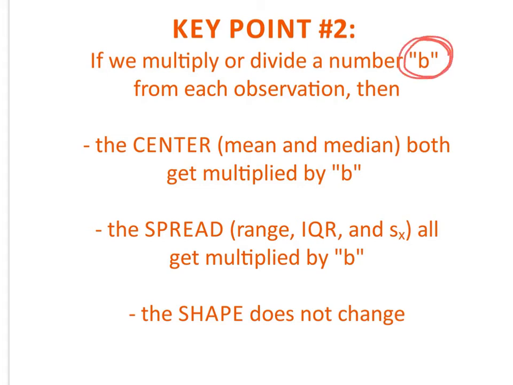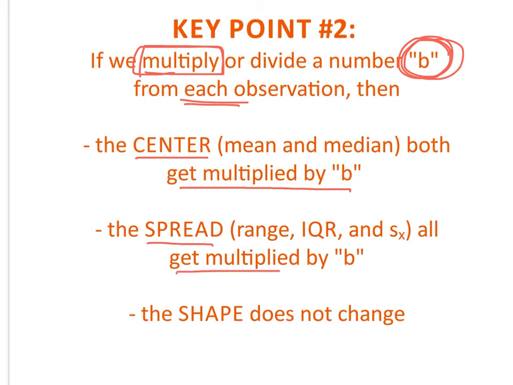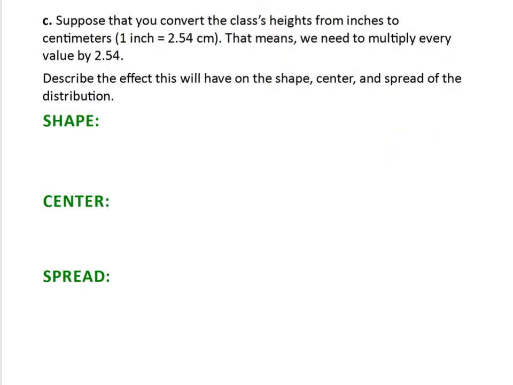If we multiply or divide each observation by a number b, it's the same concept of doing something to each observation, but this time I'm multiplying. If I multiply by b, the center gets multiplied by b, the spread gets multiplied by b, but the overall shape does not change. If it starts out unimodal and skewed to the right, even if I multiply by a constant, the shape is not going to change.